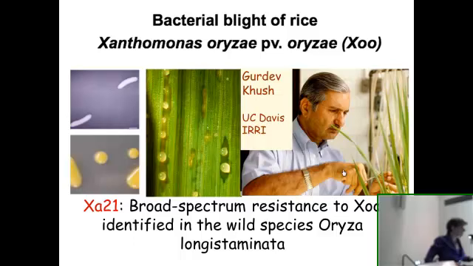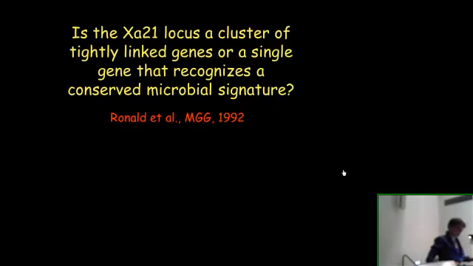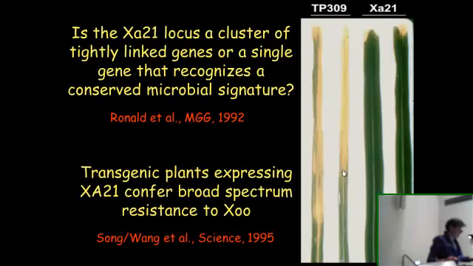So my laboratory isolated XA21 through a map-based cloning approach, and we were trying to answer a pretty simple question: what is the XA21 locus? Is it a cluster of tightly linked genes? This was certainly a possibility, because perhaps there were genes right next to each other on the chromosome that recognized different strains of the bacteria. Or was it a single gene that recognized the conserved microbial signature present in all strains of the bacteria? And we found that it was indeed a single gene.